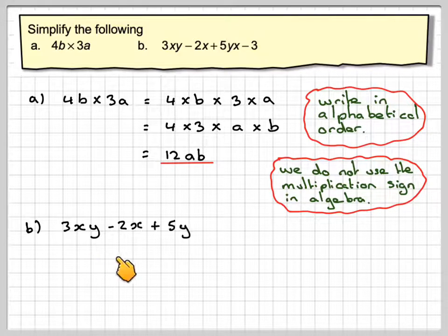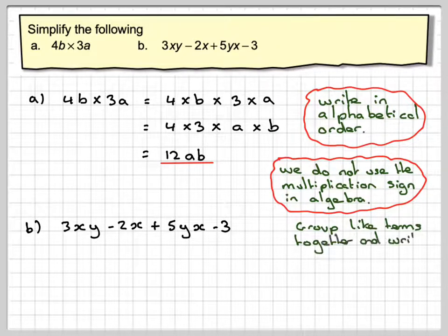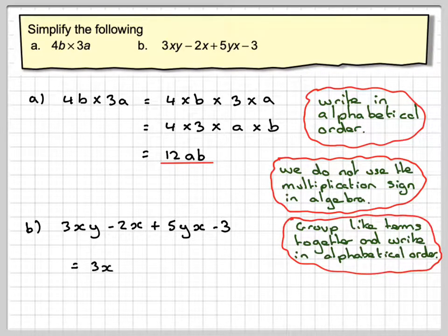Second one, 3xy minus 2x plus 5xy minus 3. So group like terms together and then write in alphabetical order. What we've got to realise is that 3xy and 5yx are like terms. In maths, 3 times 4 is the same as 4 times 3, so therefore x times y is the same as y times x. So rewriting this one as 5xy, and then we've got a minus 2x and then a minus 3. The only two that we can group together are these.